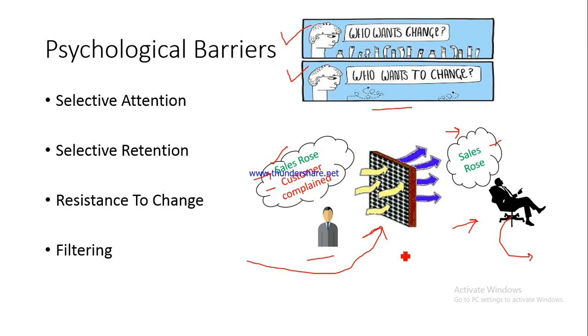So this is what we know as filtering. This can also be an example of organizational barriers. Generally the subordinates don't let the bad news reach the top management, and this is an example of filtering.